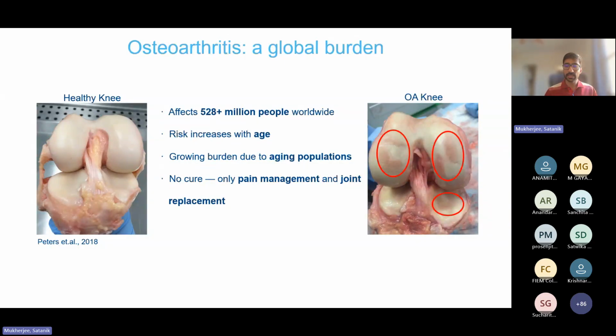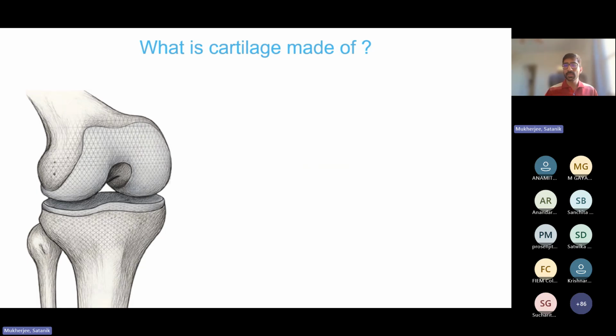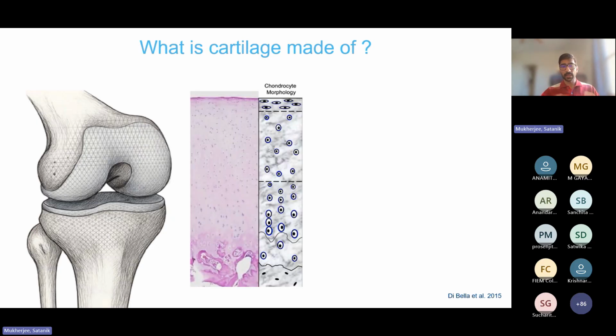Now, talking of cartilage as one of the primary hallmarks of osteoarthritis, because this cartilage is degraded, I wanted to give you a brief overview of what this articular cartilage that I'm talking about is made of, and that would help us in understanding what steps we can take to actually preserve the cartilage and also in the long run regenerate cartilage if we want to. So cartilage, as I mentioned, is located in the articulating ends of joints, knee joint being one of the classical examples.